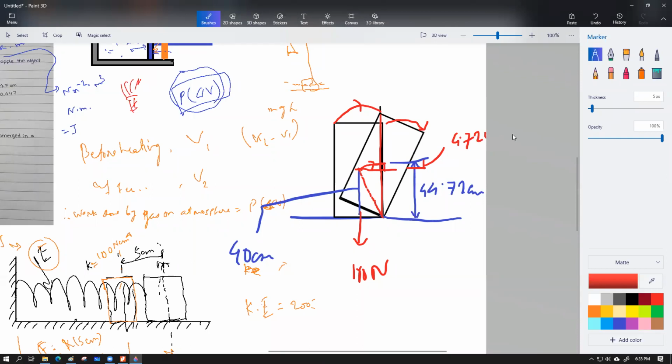So this is the height gain that you have to give the object, and beyond this point the object will naturally fall over because of its own weight.